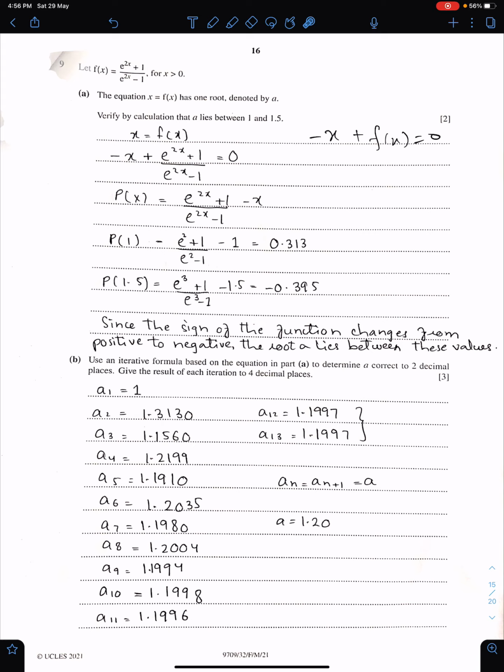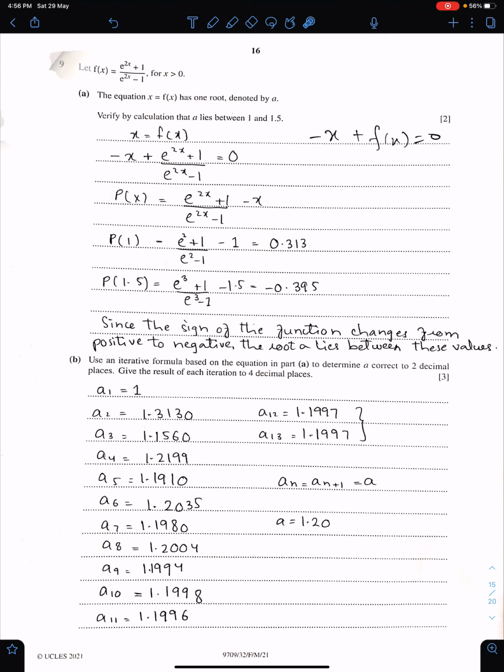So when you put 1 here in this formula, A1 is 1. To get A2, you need to put 1 here, here and here. You'll get this answer. Similarly, you need to find A3, then A4 and A5. You have to repeat the process until you get a repeated answer.